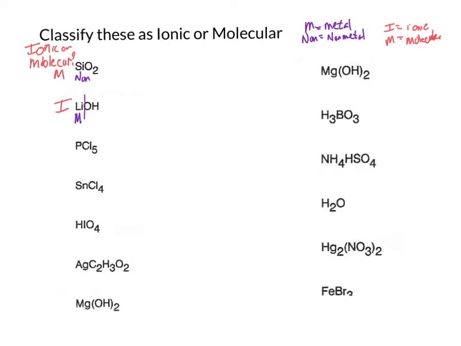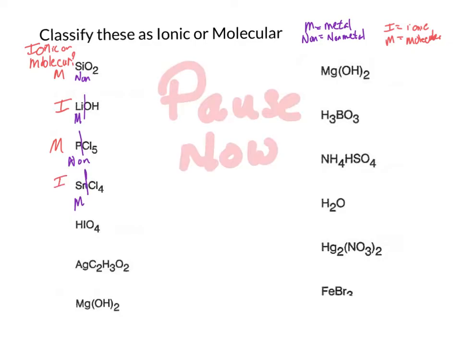Next, we're going to put phosphorus pentachloride, so PCl5. We'll start with P, which is a nonmetal, which tells us that this is a molecular compound. And the next one I'm going to do is tin chloride, and that starts with tin. Tin is a metal, so we're going to put that as an ionic compound. I'm going to have you pause the video to do the rest of them.